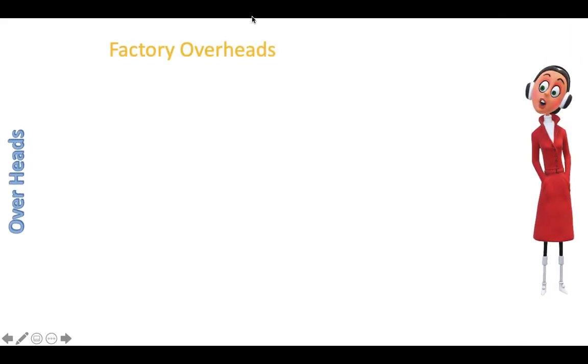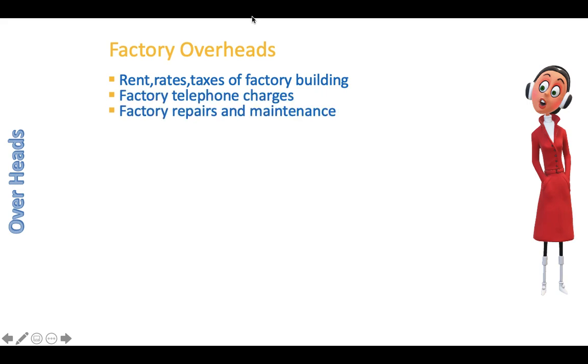In this slide, we are going to see the factory overheads or production overheads, which can also be called manufacturing overheads, where the overheads are related to the particular production stage of a particular product. These are the maximum overheads which will come under the various problems. I have just given the nutshell of those things, so we can see them one by one. The first one is rent, rates, and taxes of the factory building. These things are related only to a particular factory or production plant.